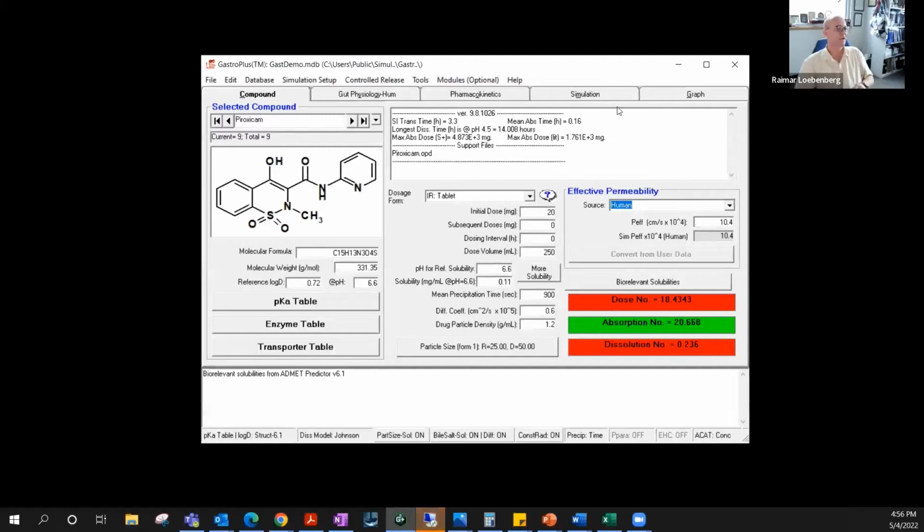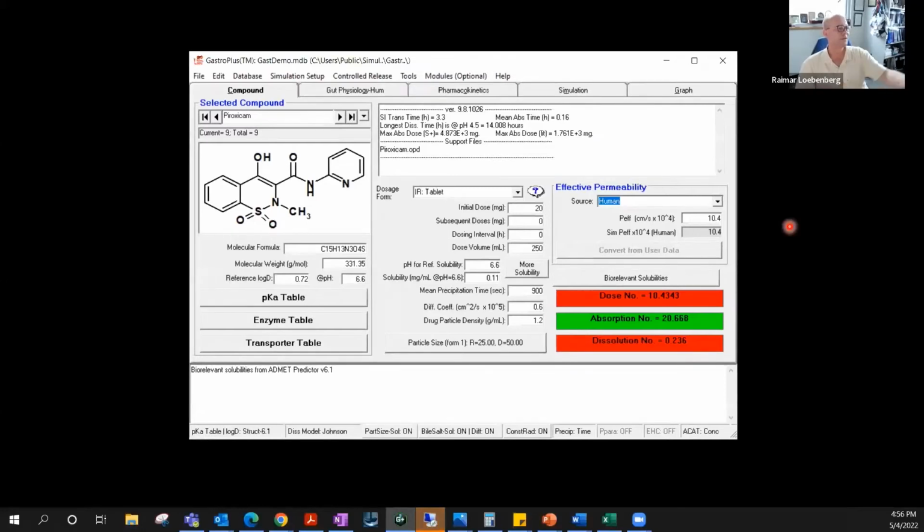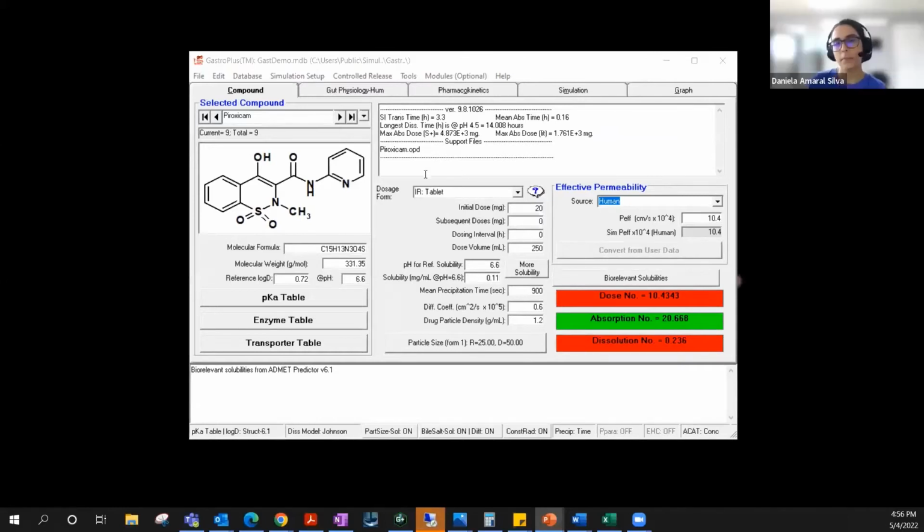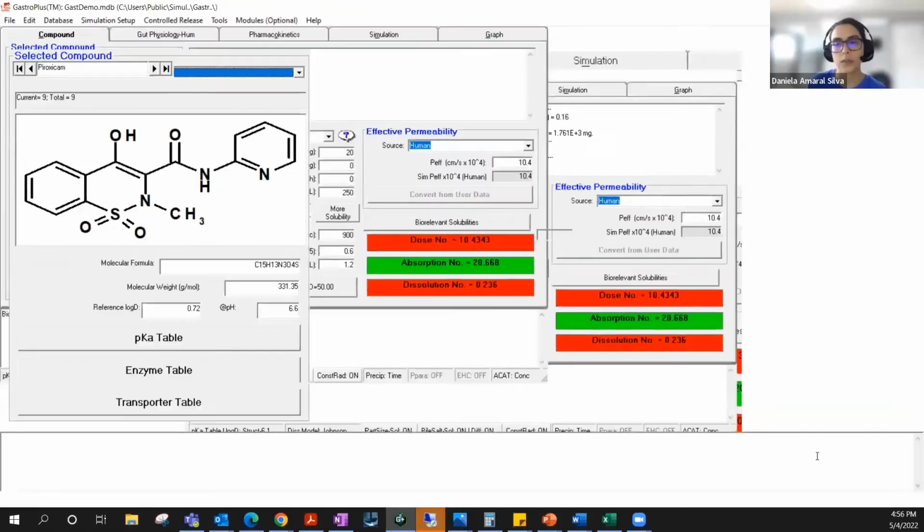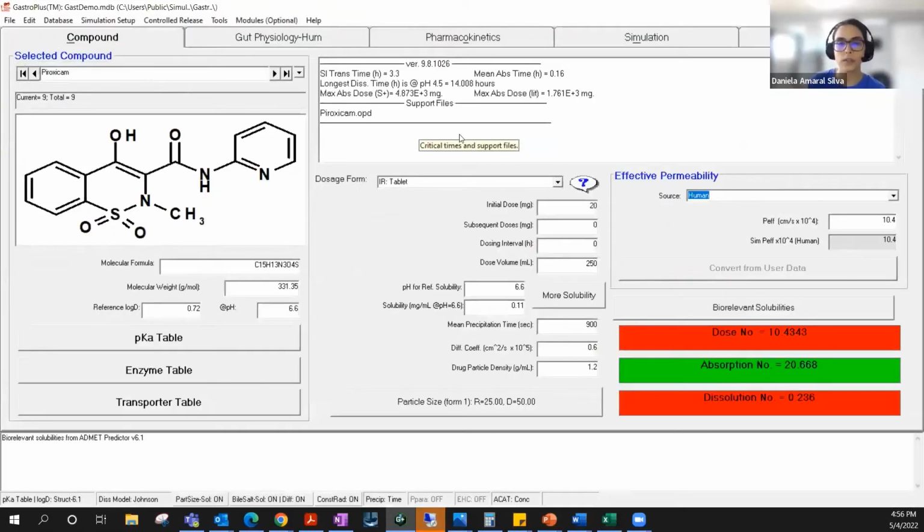Good. Daniela, can you explain to us the compound tab from GastroPlus? Sure. So basically here, what we're going to do is also what we did with the students, so that they could understand the different components of the program and also get exposed to this tool, even at an undergrad level.